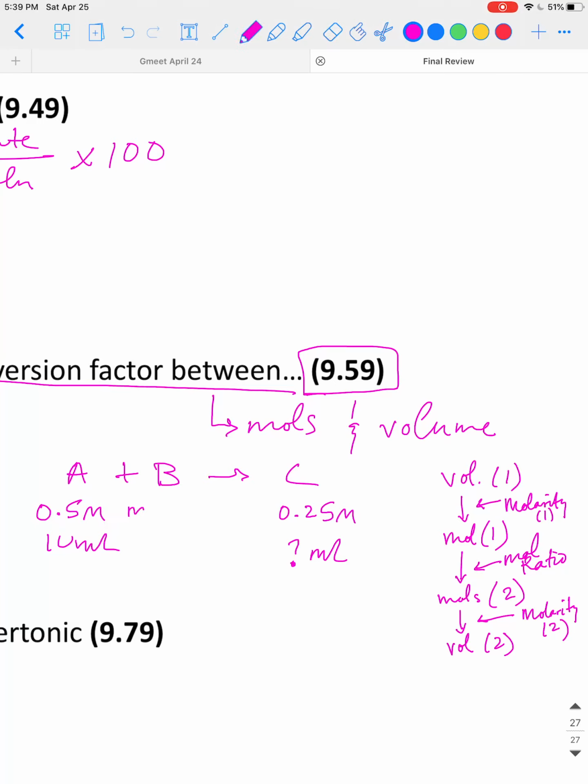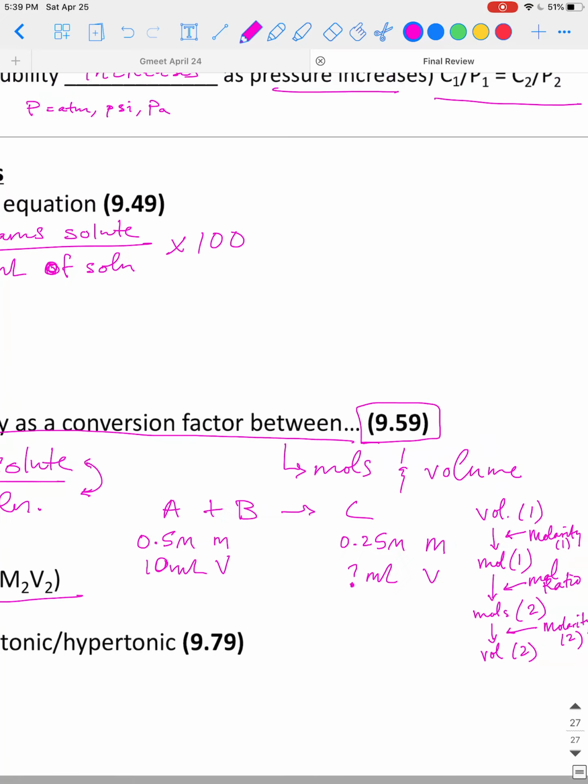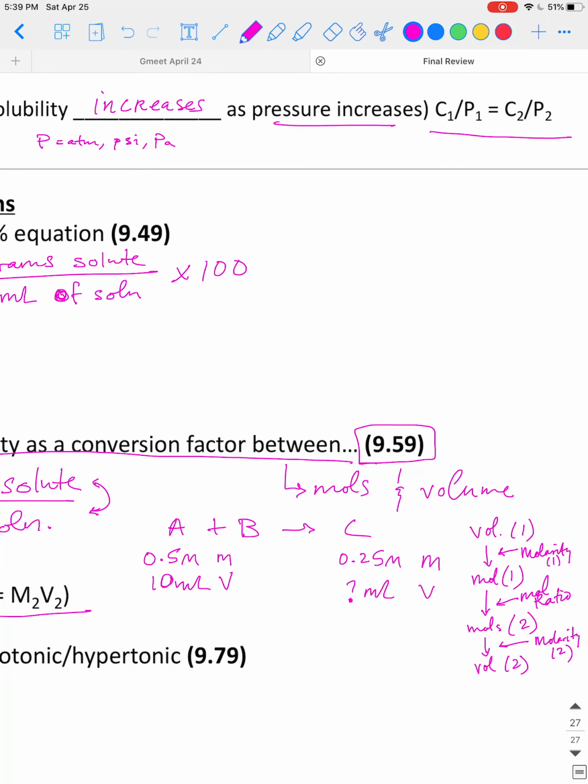Now, if you look at this, I'm going to point something out really quick. If you look at this information given, you have a molarity, you have a volume, you have a molarity, and a volume. A lot of people will try to use this equation right here, M1V1 equals M2V2, to solve for stoichiometry problems like this. And you cannot. Why can you not do that? Because of the mole ratio part right here. You have to use a mole ratio.